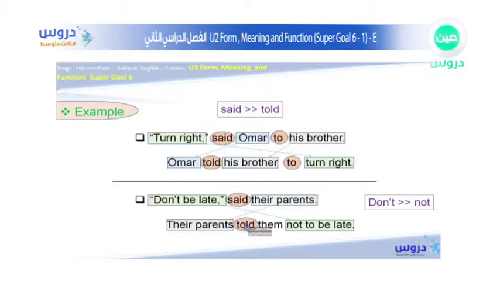Their parents told, okay, this is said. We change it into told. Okay? Their parents told them not to be late. Can you see it? We cannot say don't. No, that's wrong. Not to be late. Okay? So far, so good. Very nice. Beautiful.